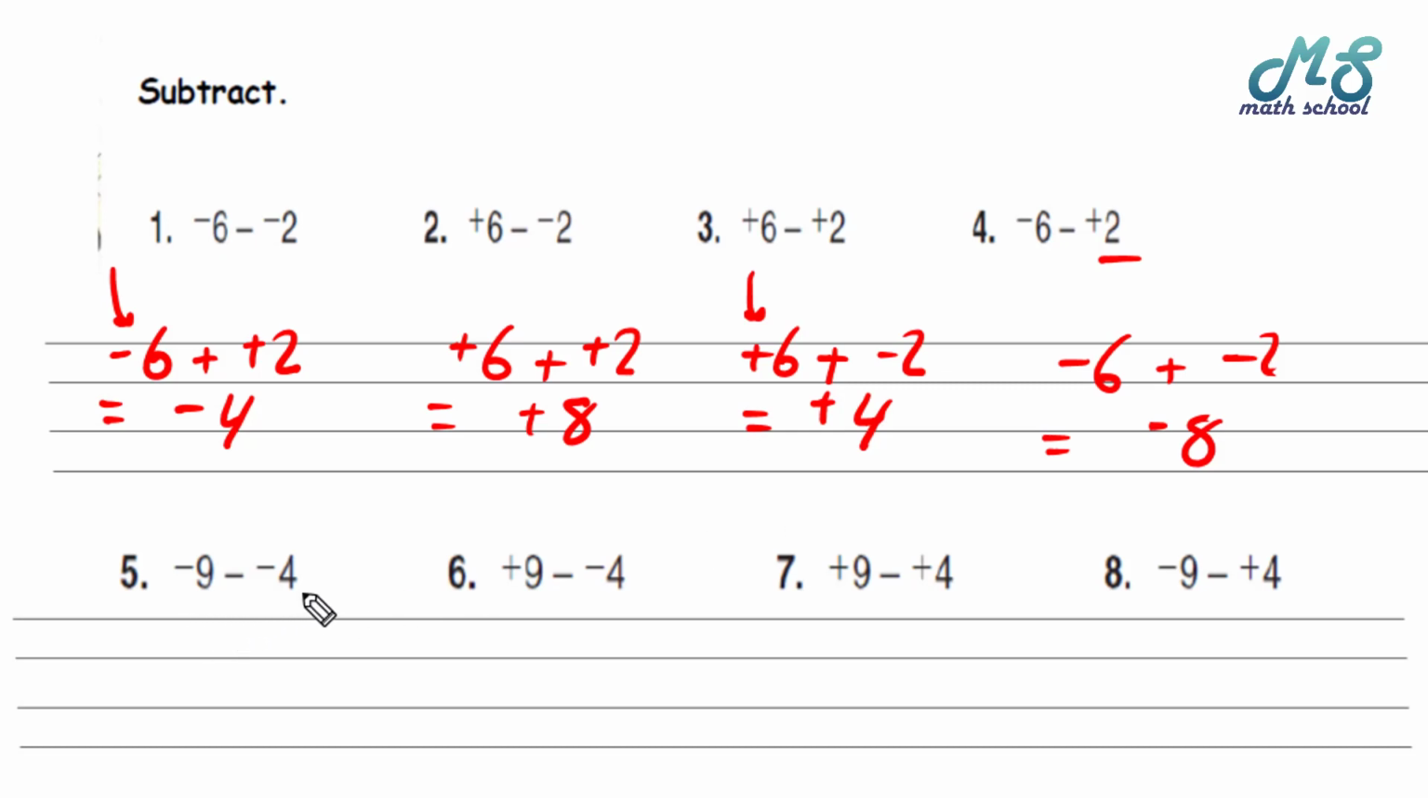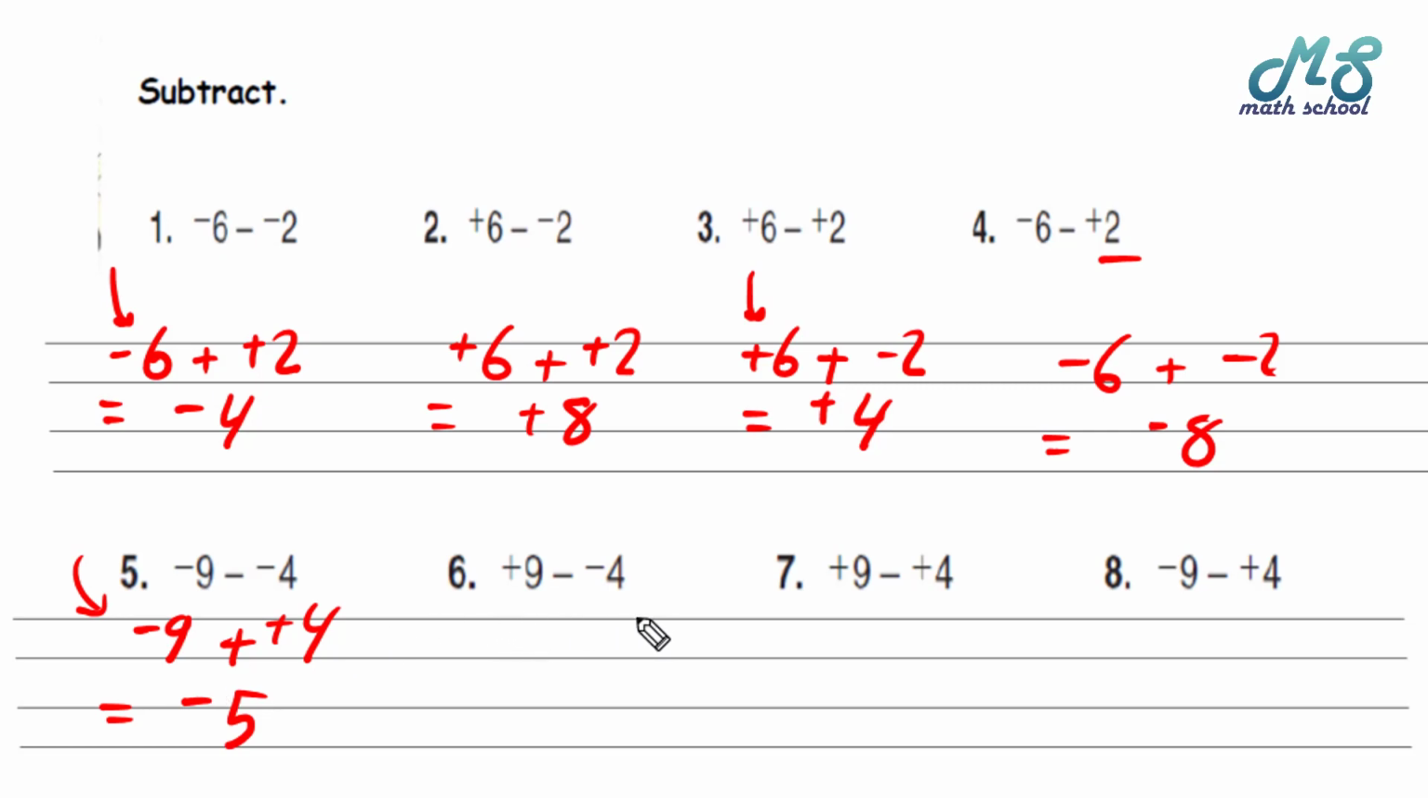Negative 9 minus negative 4. Write the first, negative 9. Plus the opposite of the second, it will be positive 4. Now you can find the difference between 9 and 4, it will be 5. And put the sign of the larger one, it will be negative 5.